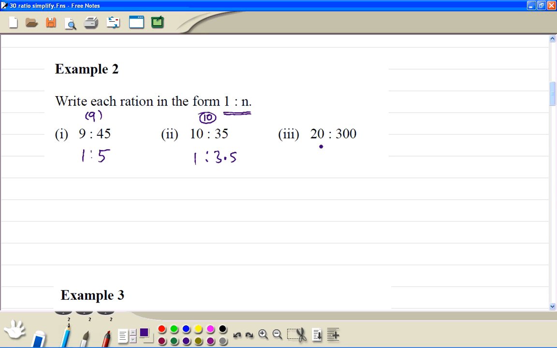3.5. Here we're going to divide both numbers by 20, but we can simplify a little bit, just cancel the 0 first, so it's 2 ratio 30, now divide both numbers by 2, get 1 ratio 15.